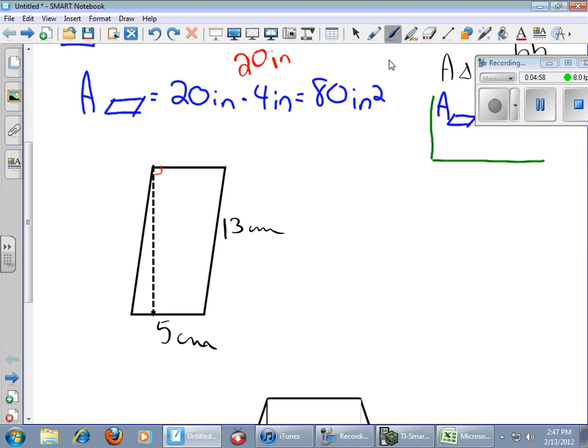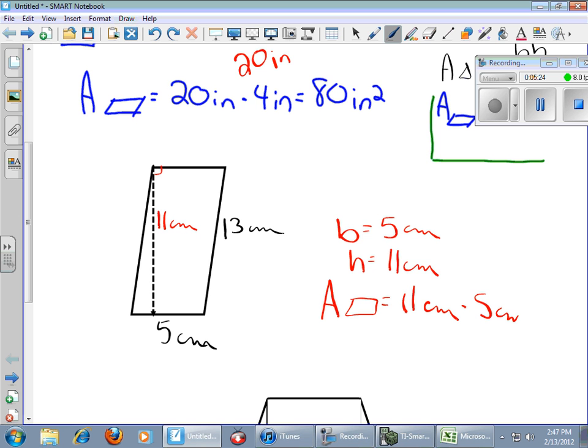Okay. I'll tell you what, I'll make it up. We'll make it 11 centimeters. Well, now that I know the base is 5 centimeters, the height is 11. The area of this parallelogram would equal 11 centimeters times 5 centimeters, which is 55 centimeters squared. Notice I didn't use the 13 for area.